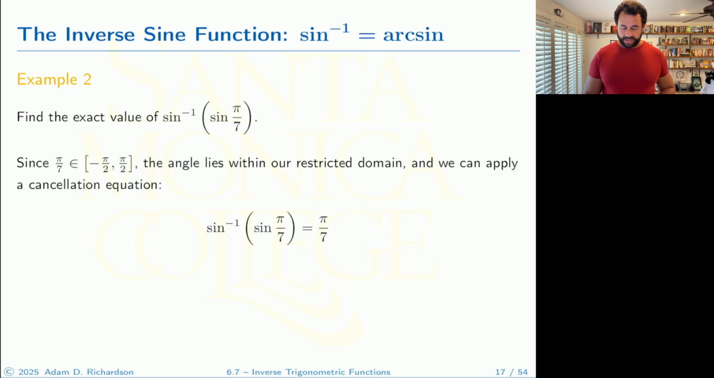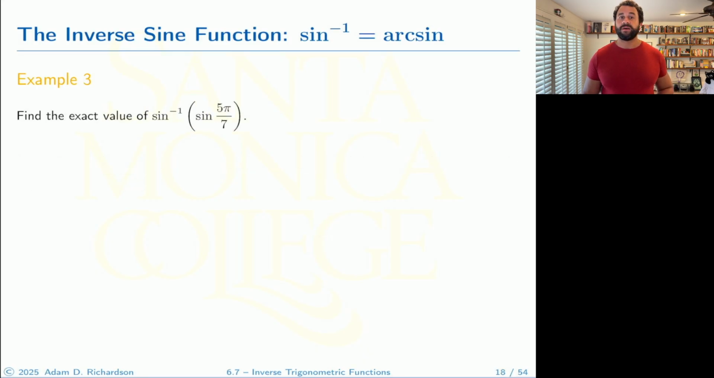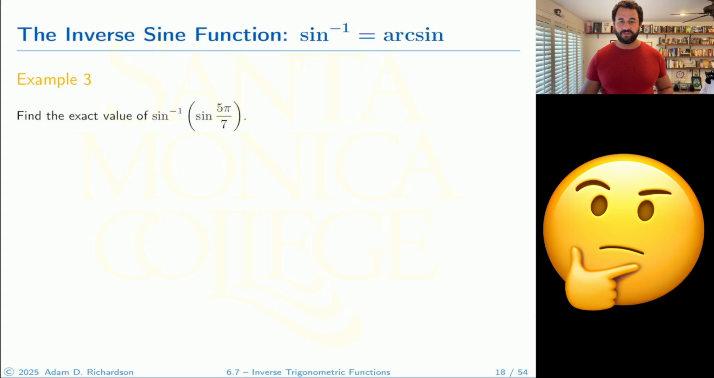All right. Now, how about this one? I'll let you try this one on your own. Maybe I'll give you a little bit of a tip, but think about it for a minute. Find the exact value of sine inverse of sine of 5 pi over 7.